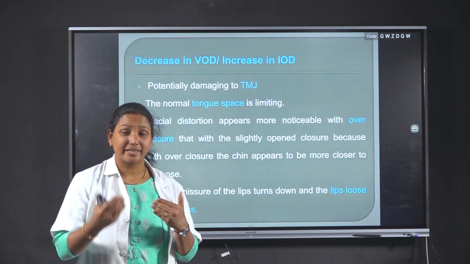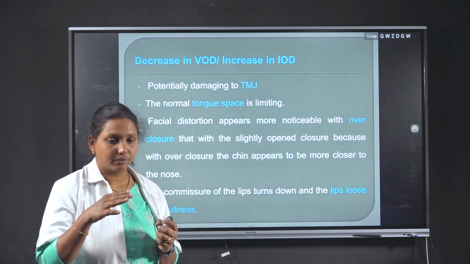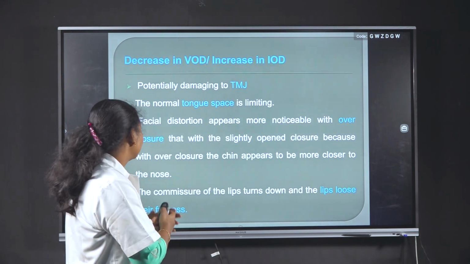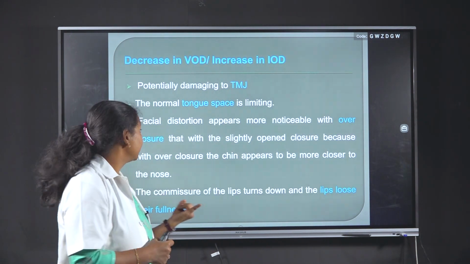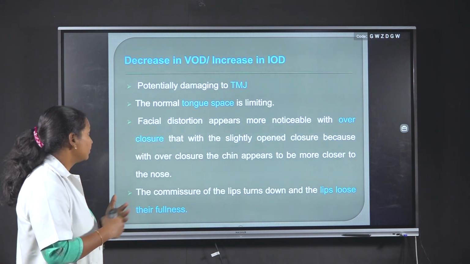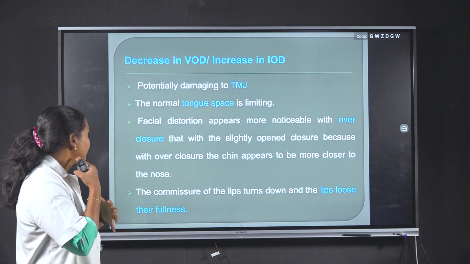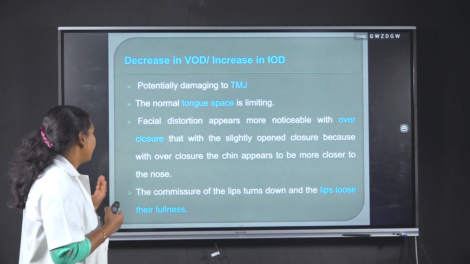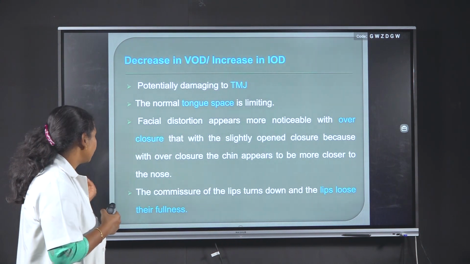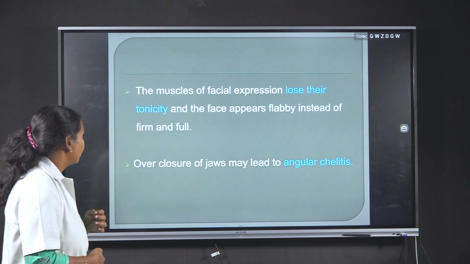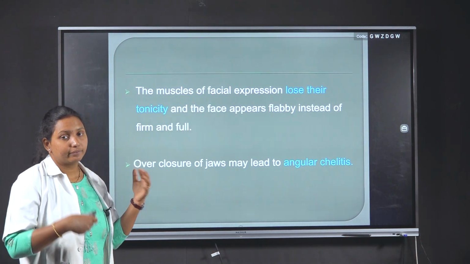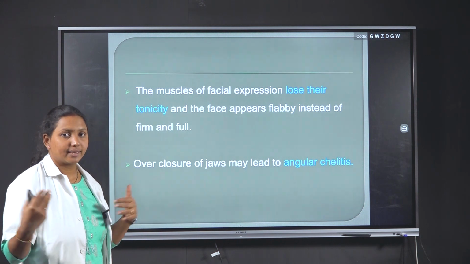What happens if you decrease the VD? It means if you reduce the occlusal rim height more and VD is decreased, then it will damage the TMJ, then tongue space will be limited, and there will be over closure of the face, so there will be facial distortion, and the commissures of the lips turn down and the lips lose their fullness. And muscles also will lose their tonicity, so eventually you will get angular cheilitis.